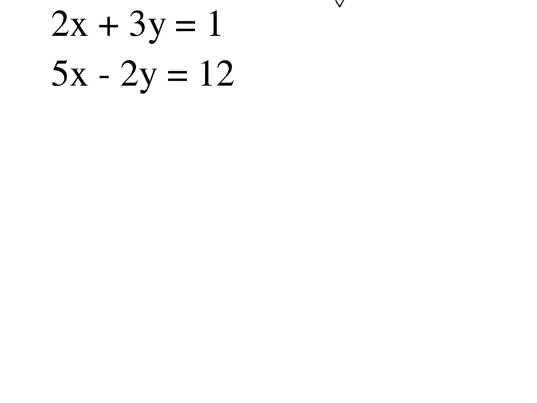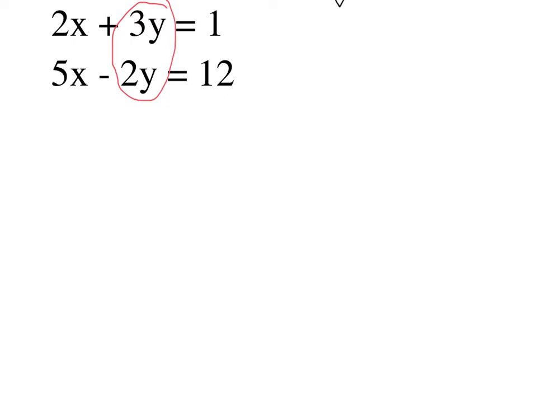Here's another example. 2x plus 3y equals 1, 5x minus 2y equals 12. Do we want to get rid of the x's or the y's? It is up to you. I am going to choose to get rid of the y's. That's just what I want to do when I look at it. I think that 3 and 2 are smaller numbers. I like the fact that 3 is positive and 2 is negative, so it seems like a good way to go. Honestly, it doesn't matter.